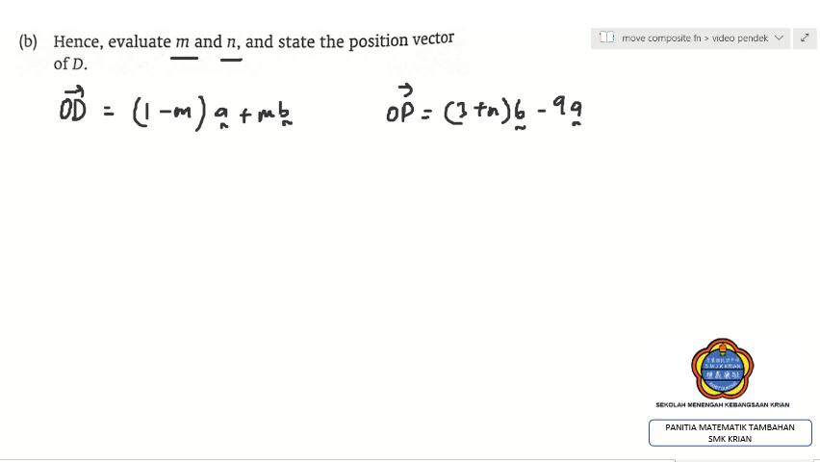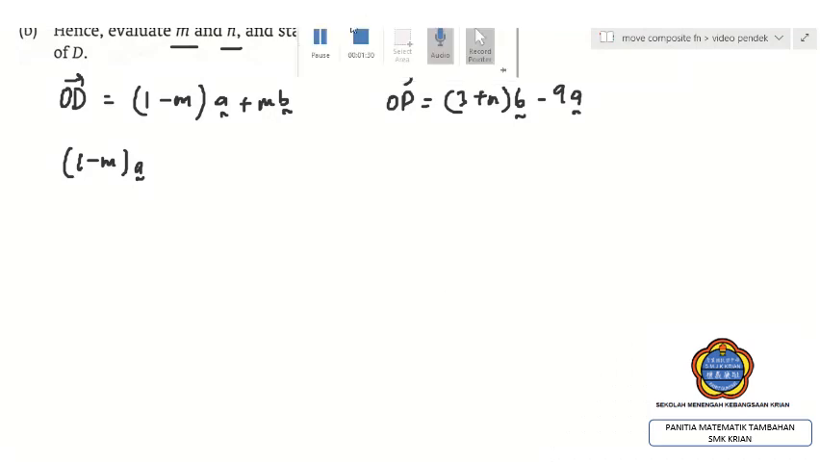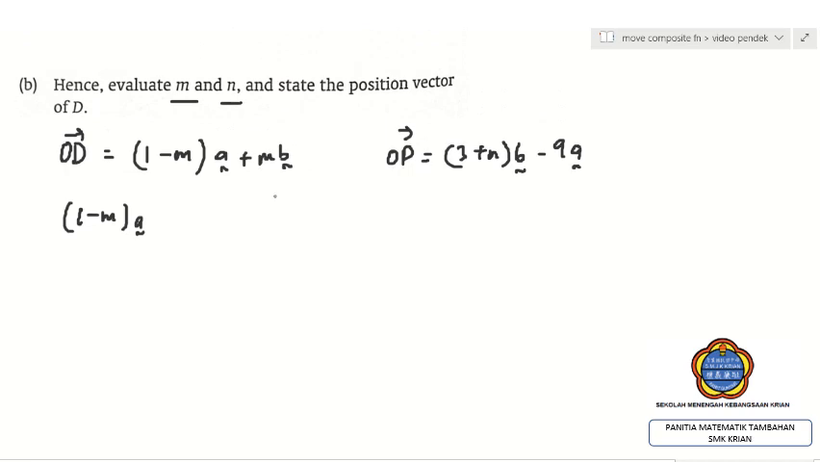Evaluate means we have to count the value of m and n. As you know, here we have both vectors of OD, so it is equal: 1 minus m a plus mb is equal to 3 plus n b minus 9a.